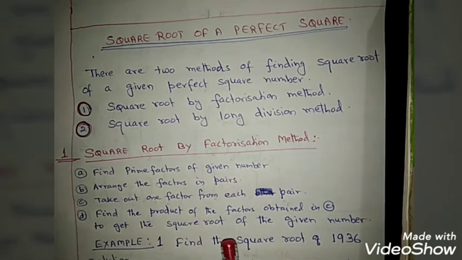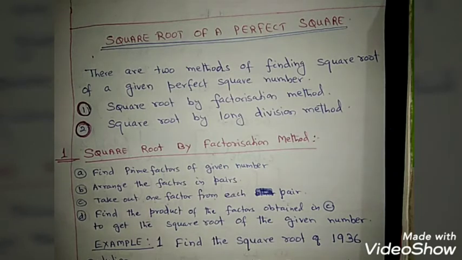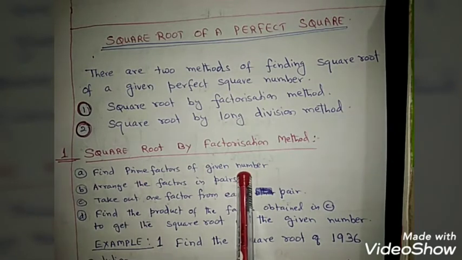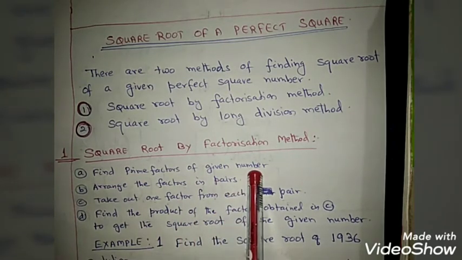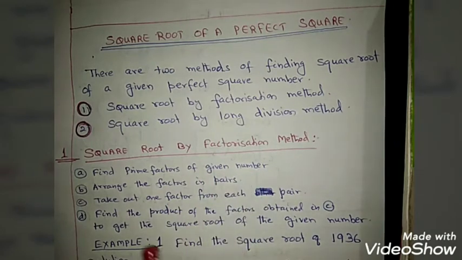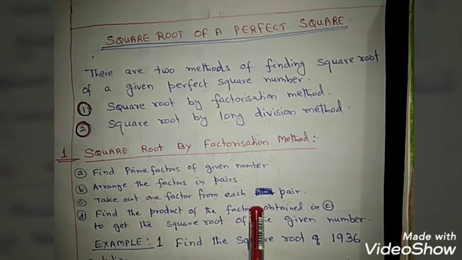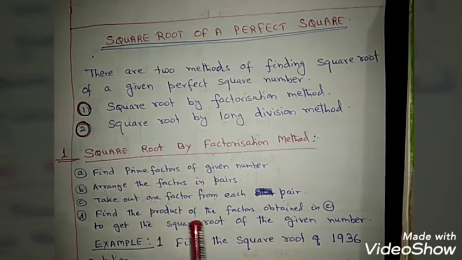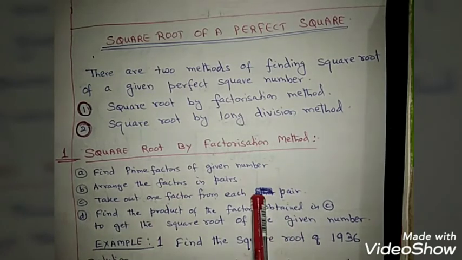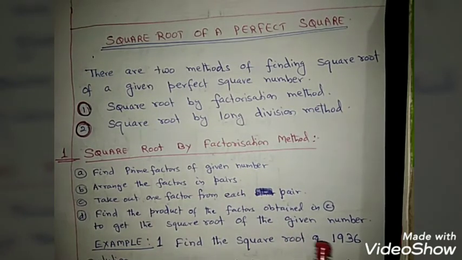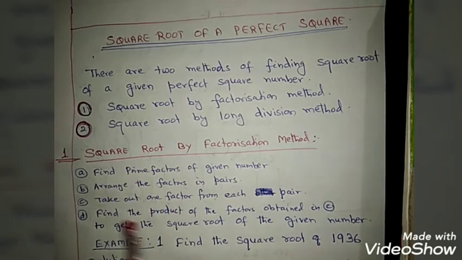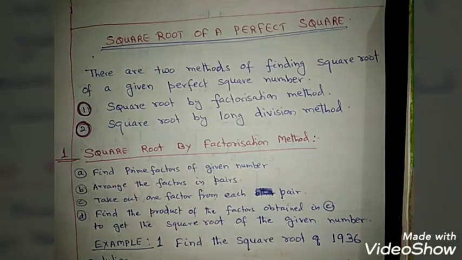Please go through the steps so that it will be easier for you to find the square root of any given number by using the factorization method. Step number 1, whatever number is given in the question, find the prime factors of the given number. Then arrange the factors in pairs and take out one factor from each pair, and then find the product of the factors obtained in this third part to get the square root of the given number. You can understand these steps by the following example.